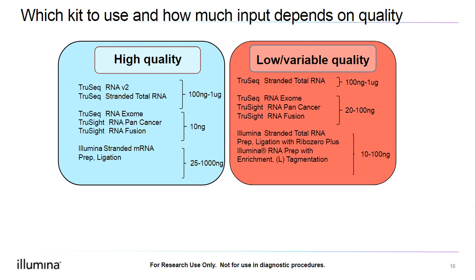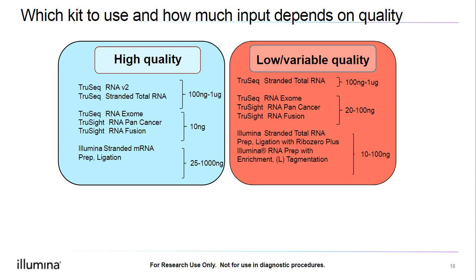If we have low quality or variable quality input, we may need to add a little more input to get even coverage and good yield from our library prep. So in this case, we would still use 100 nanograms to 1 microgram for TruSeq Stranded total RNA, and as low as 10 nanograms for Illumina Stranded total RNA. You will notice that TruSeq Stranded mRNA, RNA-V2, and Illumina Stranded mRNA are not recommended for use with low or variable quality input.